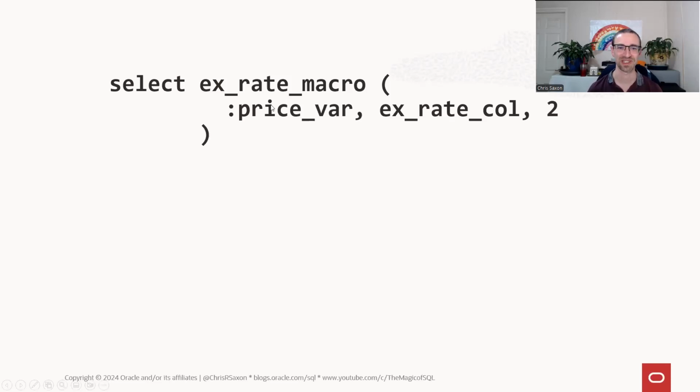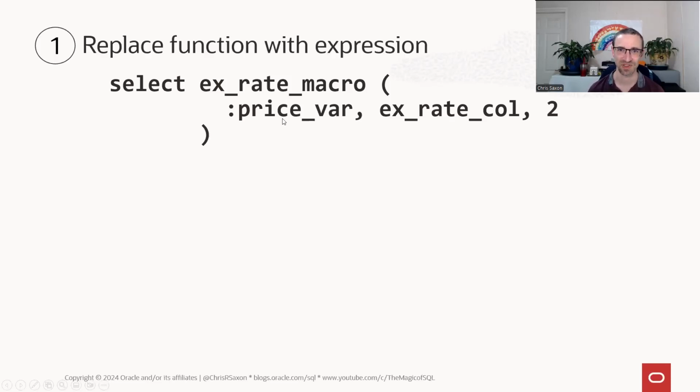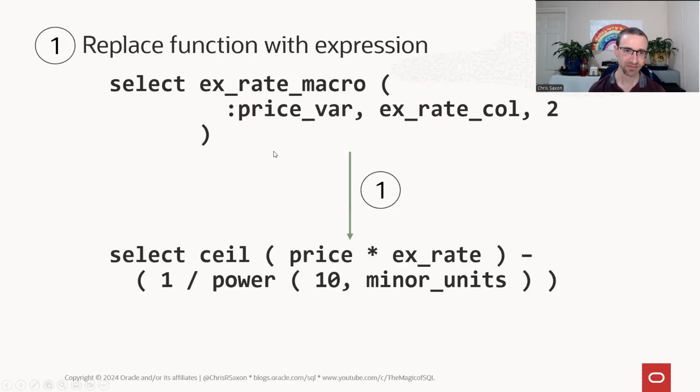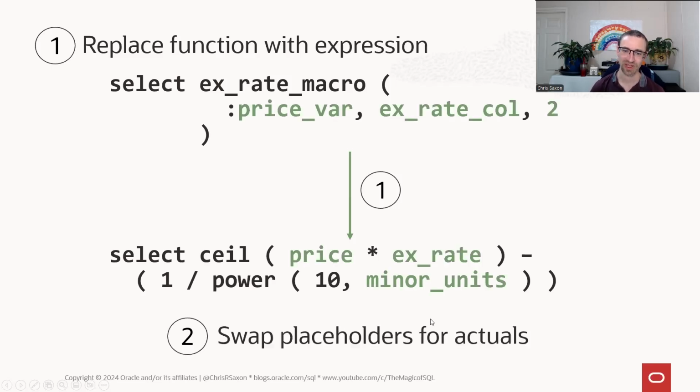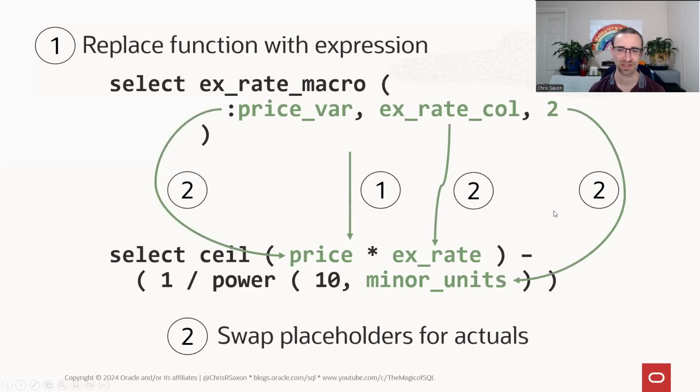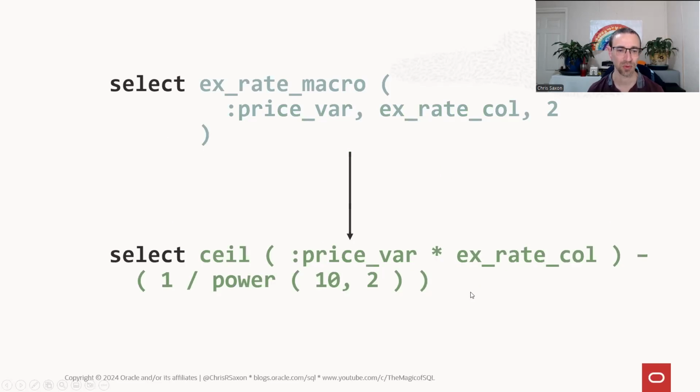We've got a SQL statement calling the macro. Conceptually, the first thing the optimizer does when parsing it is replace the function with the expression. So we rip that function out, the function no longer exists essentially, and we've got our formula pasted into the SQL statement. We then swap those placeholders for the actual text of what we supplied. Here we've got a bind variable, a column name, and a literal. So essentially it looks for those and swaps them in.